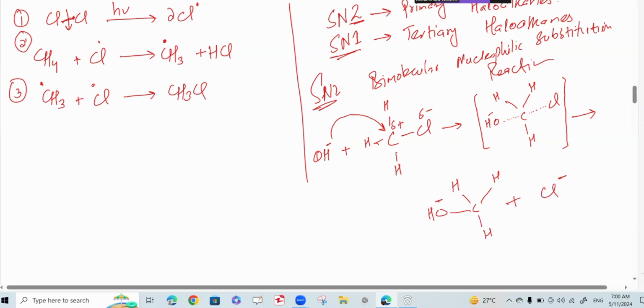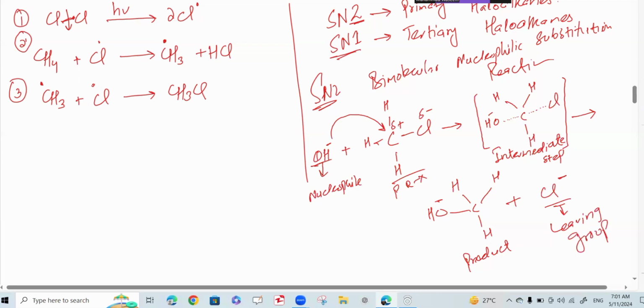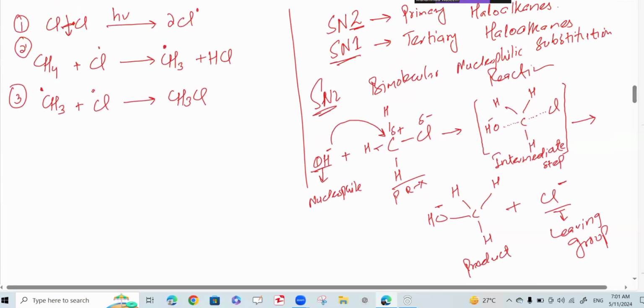And what we get is chlorine. This is called the nucleophile. This is the primary haloalkane. This is the transition step, and this is the product, and this we call the leaving group. This was all about the SN2.